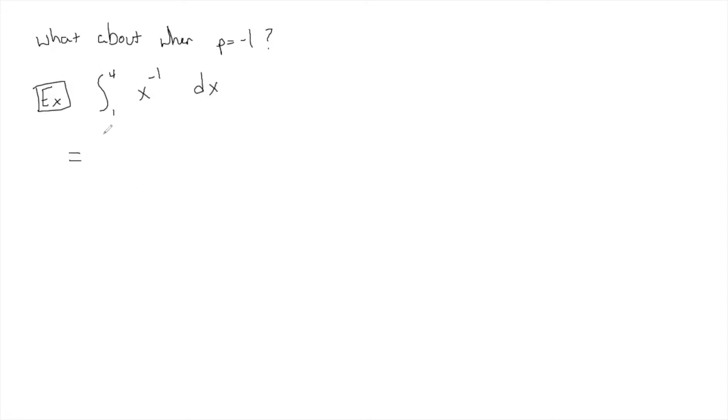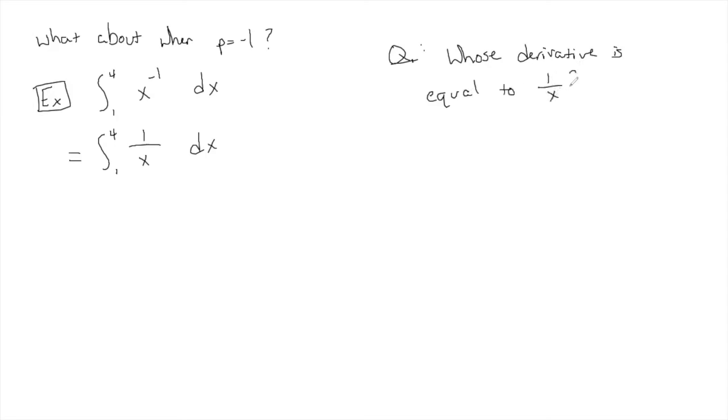Okay, so I'm going to rewrite this so it's a little bit easier to look at. This is 1 over x. Okay, now the question. Whose derivative is equal to 1 over x? The answer is ln of x, right? If I take the derivative of ln of x, this is just one of the things I have memorized, right? 1 over x.